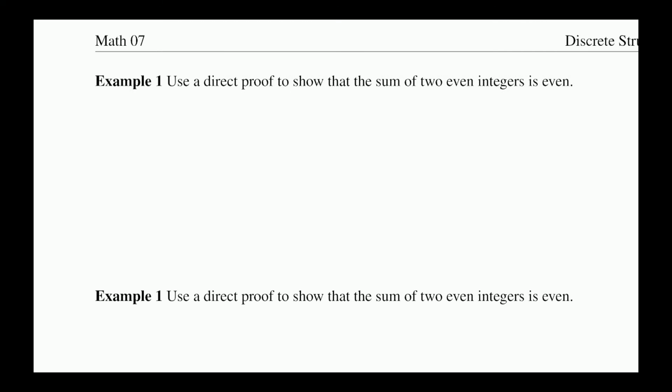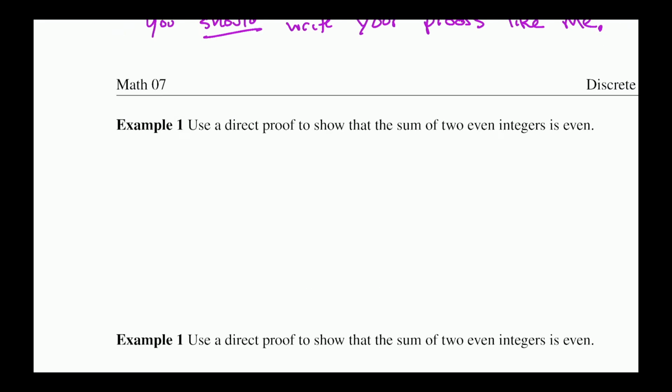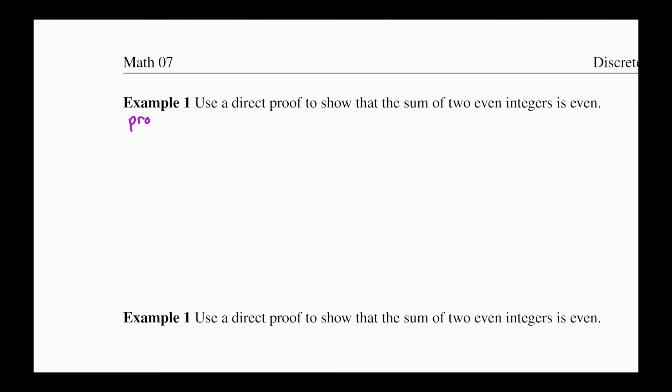So let's try this. Example one, use a direct proof to show that the sum of two even integers is even. So use direct proof to show that the sum of two evens is even. How do we start a proof? So first of all, when I do a proof, I write proof like that. You don't really have to, but it's good to start and end your proof with something like that, so it's very self-contained. Okay, now what are we proving here?